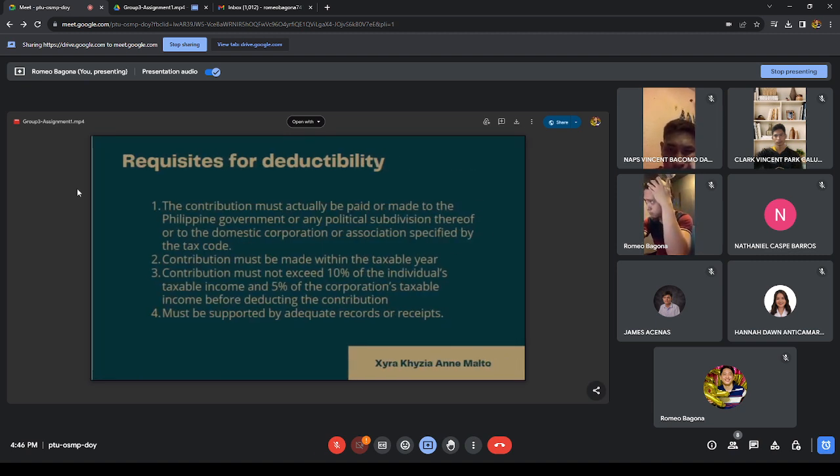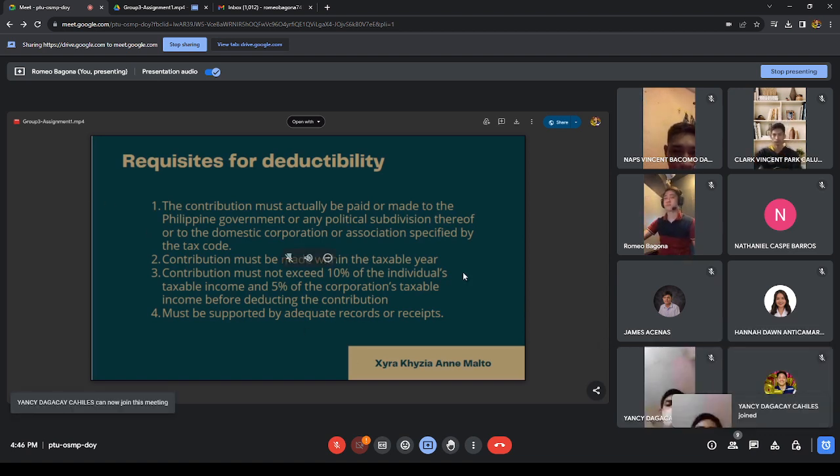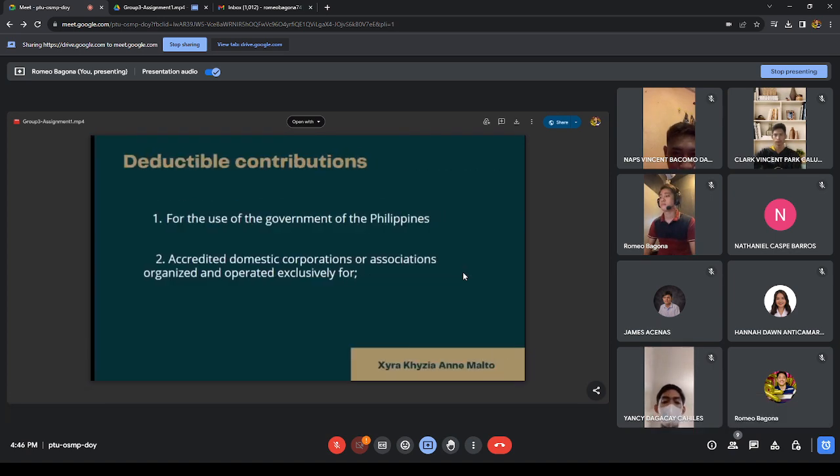Requisites for deductibility of charitable contributions. First, the contribution must actually be paid or made to the Philippine government or any political subdivision thereof or the domestic corporation or association specified by the tax code. Second, the contribution must be made within the taxable year. And third, the contribution must not exceed 10% of the individual's taxable income and 5% of the corporation's taxable income before deducting the contribution. And lastly, the contribution must be supported by adequate records or receipts.